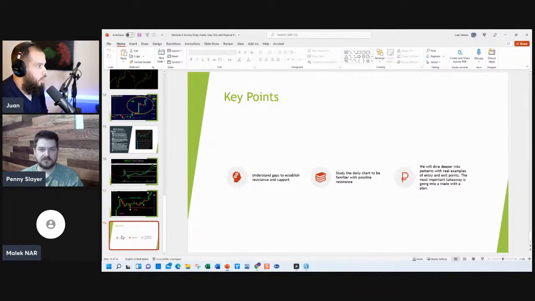Sure. So understanding gaps to establish resistance and support, studying the daily chart, being familiar with possible resistance, and we'll dive deeper into other patterns. But the bottom line is understanding the chart and putting everything in your favor if you're going to do a day trade. You're following the trend. So the vertical and the horizontal, you're seeing that trend line going up, and it's also going to hit some sort of resistance, and volume is slowing down. Just understanding overall, having a big picture, looking at everything when you get into your trade.